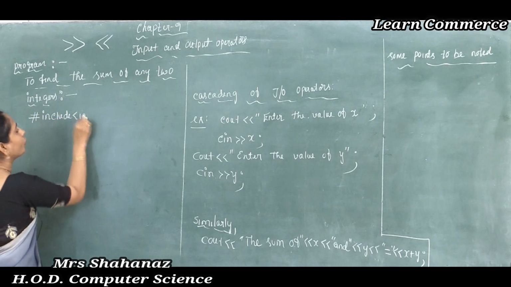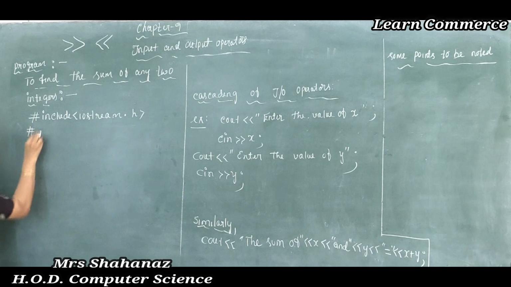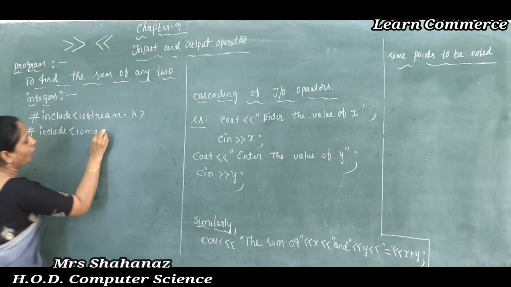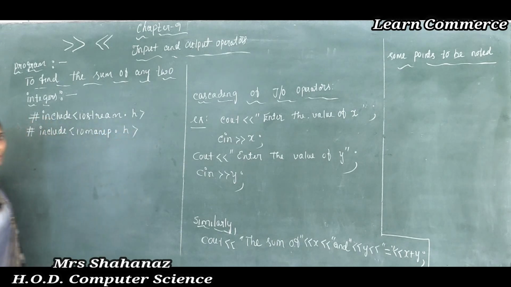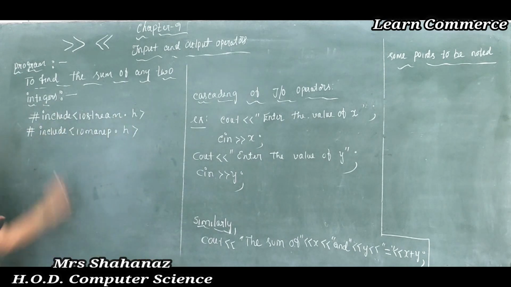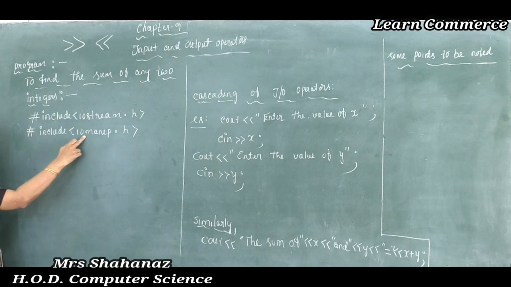So hash include iostream.h, and next maybe some other header file I want to use in this program, maybe iomanip.h. To perform a mathematical operation, one simple operation, the addition, I am going to add the a and b values and later put that value into the variable sum. So I am using iomanip, the manipulation header, which holds the object endl and setw, as well as the addition.